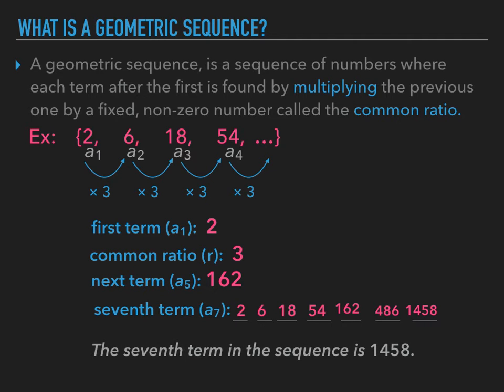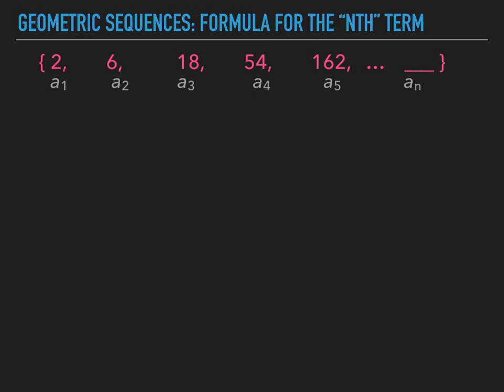So what we want to do is focus on a way of finding the nth term without actually listing every single term. To do that, we'll look at the same sequence we were just considering, but we want to write every term in the sequence in terms of that first term and the common ratio. So I want to write every term in this sequence as 2, maybe times 3.